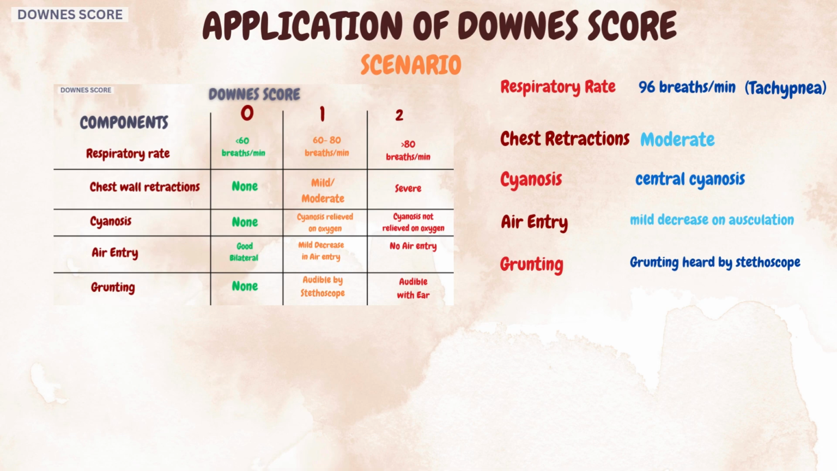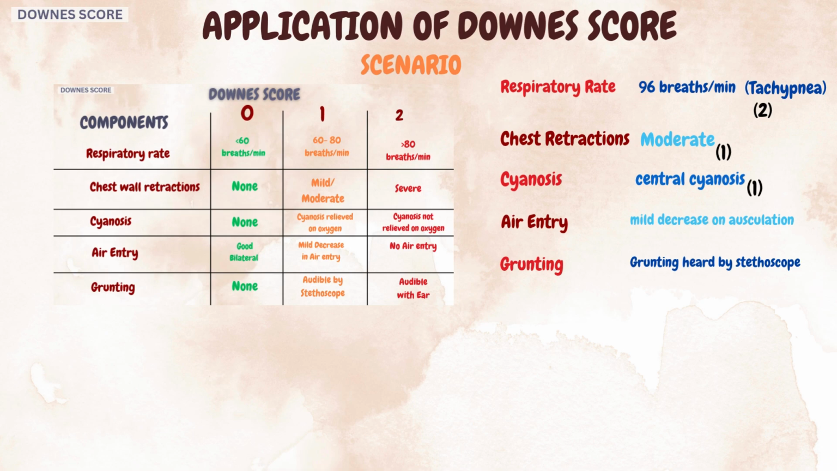As per the scenario, the respiratory rate given is 96 breaths per minute. That means the newborn has tachypnea. Looking into the table, the newborn will get a score of 2. Talking about the chest retractions, in the scenario, it is given that the newborn has moderate retractions. So, looking into the table, the newborn will get a score of 1. Talking about the cyanosis, the newborn has central cyanosis which is relieved on oxygen in the scenario. So, looking at the table, the newborn will get a score of 1.